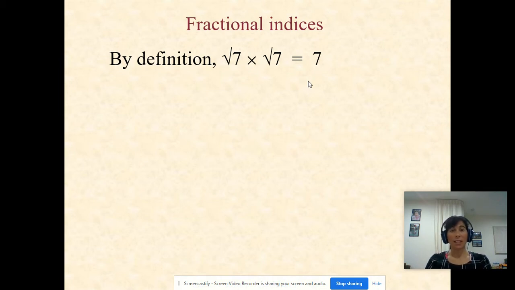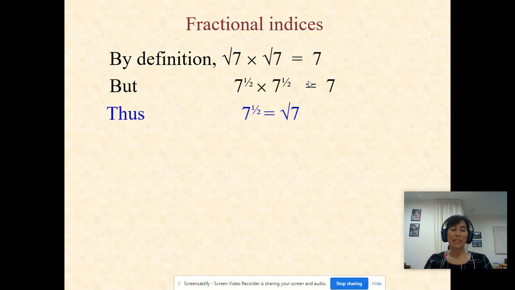Fractional indices. By definition, the square root of 7 times the square root of 7 is equal to 7. You can test that on your calculator. But we also know that 7 to the power of a half times 7 to the power of a half is equal to 7. Check it on your calculator. So from that, what we can say is that 7 to the power of a half is the same as the square root of 7.